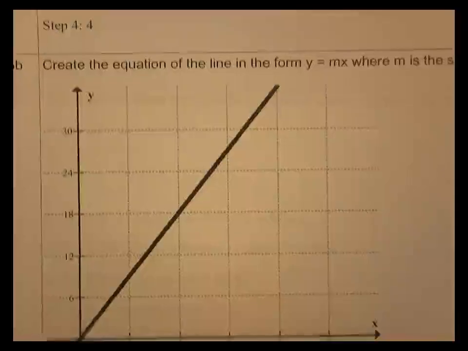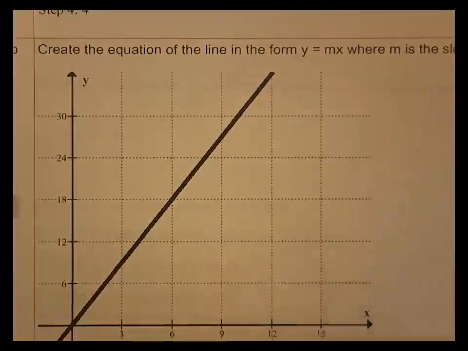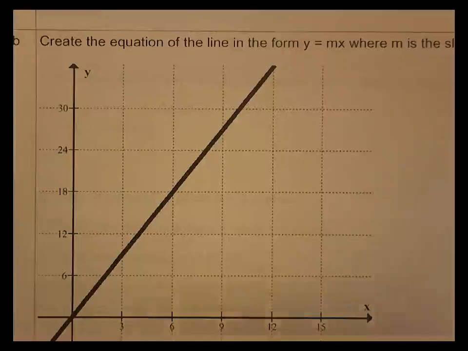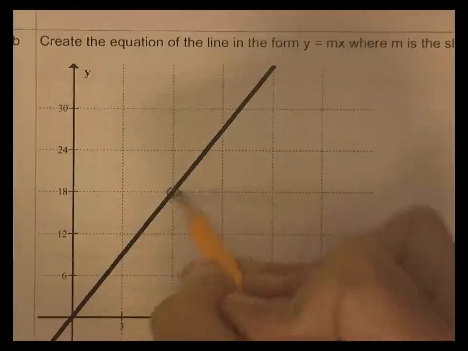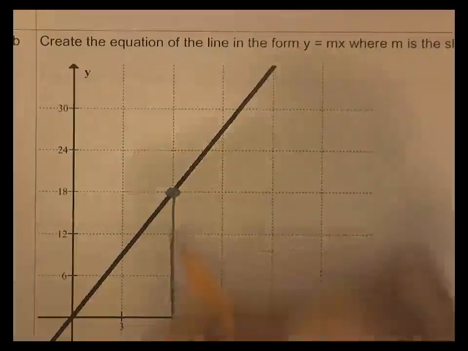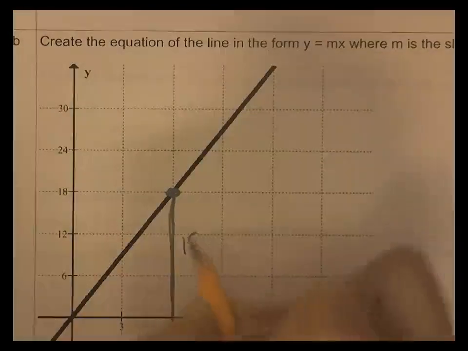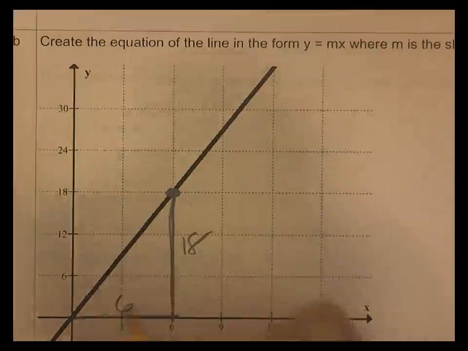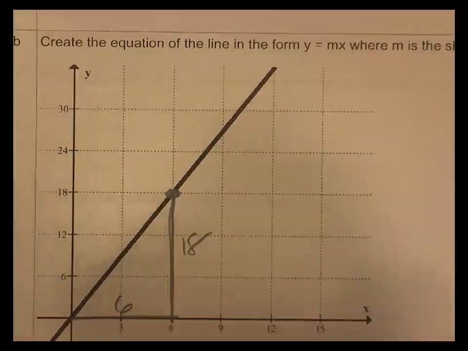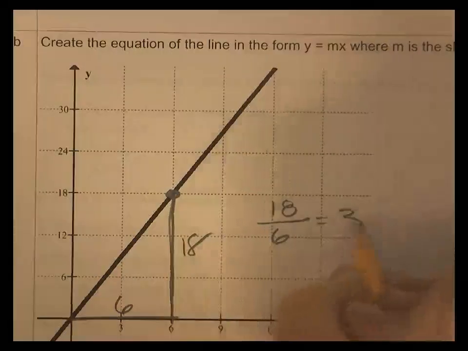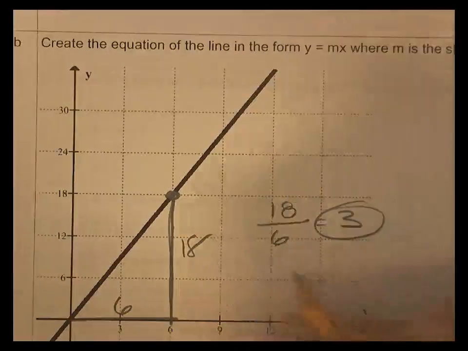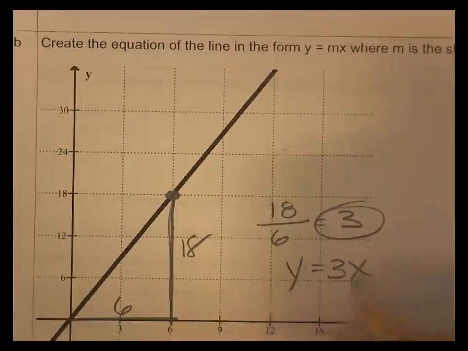Create the equation of the line in the form y equals mx plus b. I need to find the slope of this line. Let's find a good point. Is this a good point? Where's a good point? Right there. Good point. The rise of this is 18. The run of this is 6. Rise over run, that gives me 18 over 6, which is 3. There's the slope of this line. So the equation is y equals 3x.